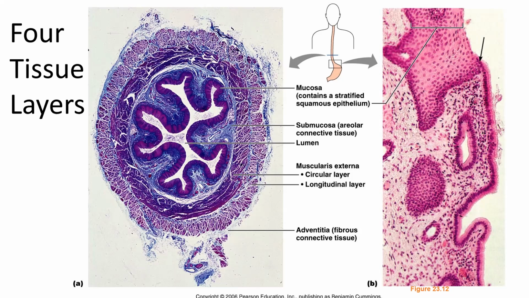Why are they held there? Why do they stay there? Why don't they all just sag to the bottom of the abdominal cavity? Well, it's because of this connective tissue, this adventitia, that holds everything in place.